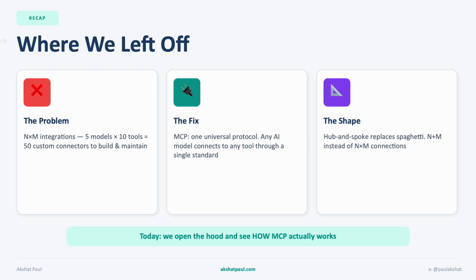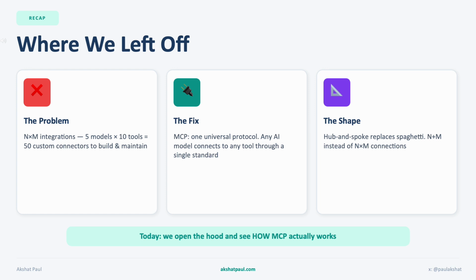Instead of every model talking directly to every tool in its own custom way, you have one standard protocol. Models speak MCP, tools speak MCP, and suddenly any model can use any tool without anyone writing custom glue code. We saw the hub and spoke architecture, N plus M connections instead of N times M. But what we didn't cover is what actually happens inside that protocol.